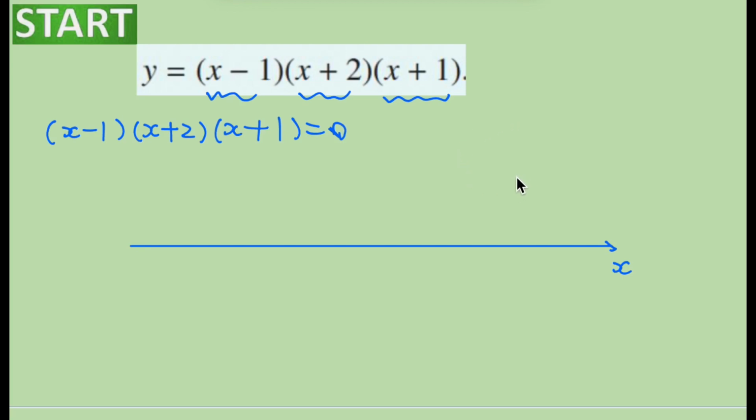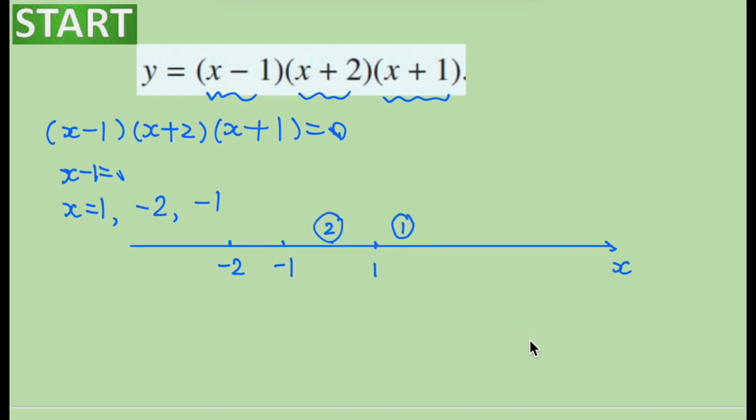We will use the sign diagram to get the basic information of the function. First, get the equation. Then use the factor theorem. Let each factor be 0, obtain the solutions to this equation. Then we will have x equals 1, negative 2, and negative 1. Then place these three values on the number line in the accurate order.